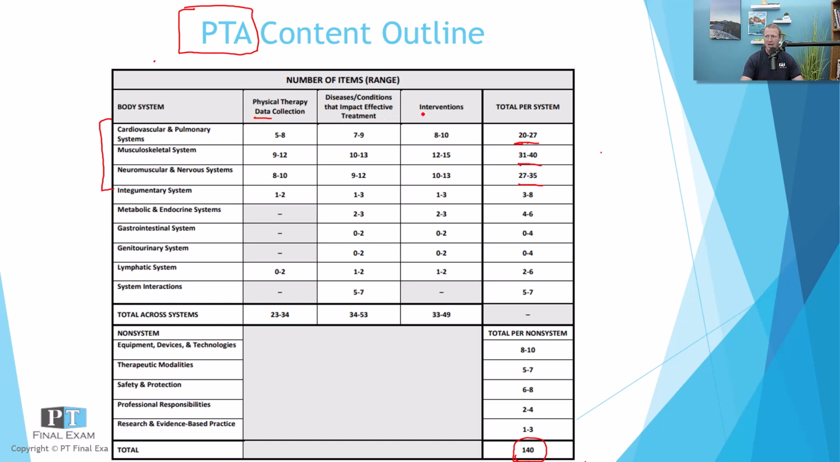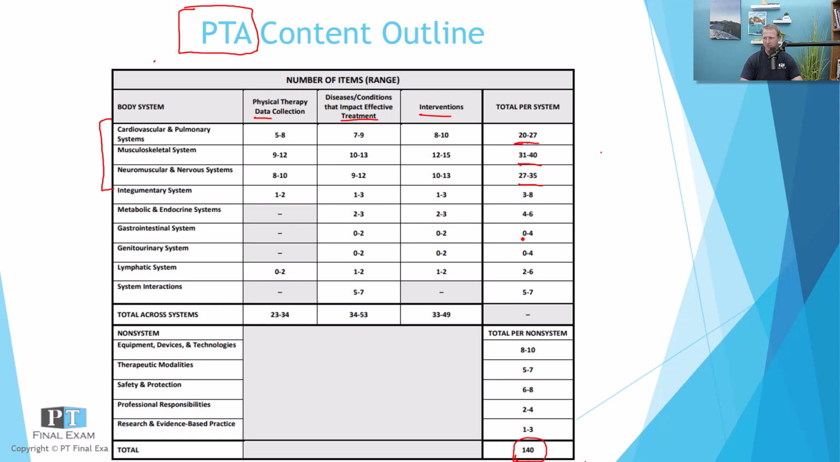So for the PTA content outline, this is more about data collection, the diseases and conditions that impact effective treatment and interventions. You see all three of these work activities divided across the body systems, and also included would be the non-systems, very similar to that of the PTs, but there are just fewer questions in each of these systems and a lesser representation.